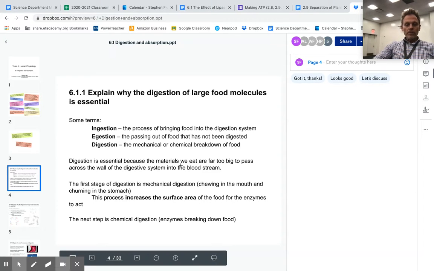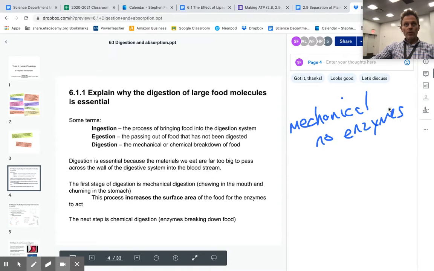So we actually begin the digestive process in our mouth through something called mechanical digestion. So this means without any enzymes. So this is chewing. When you chew in your mouth, you're breaking it into smaller pieces, and what you're doing is adding surface area. So that increases surface area for the enzymes to work on. And then once we have more surface area, we can use enzymes to act on them better.